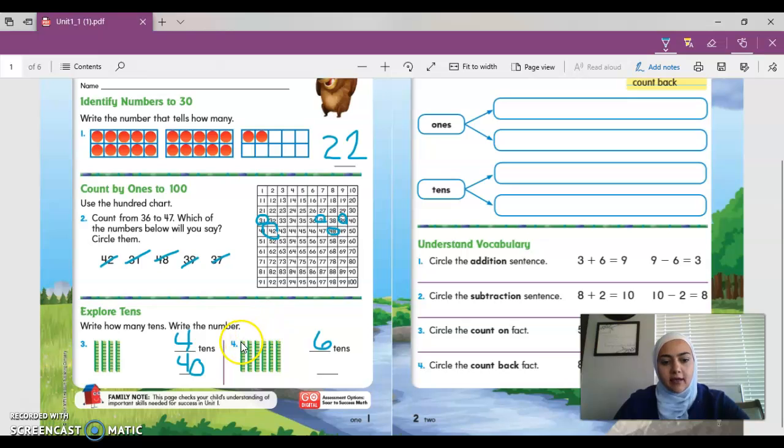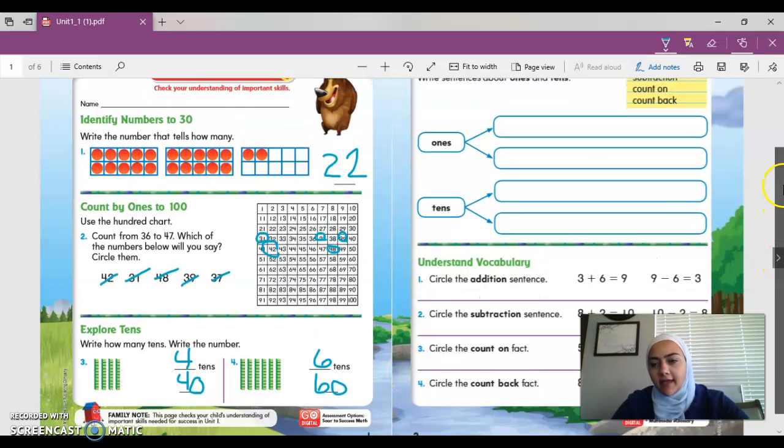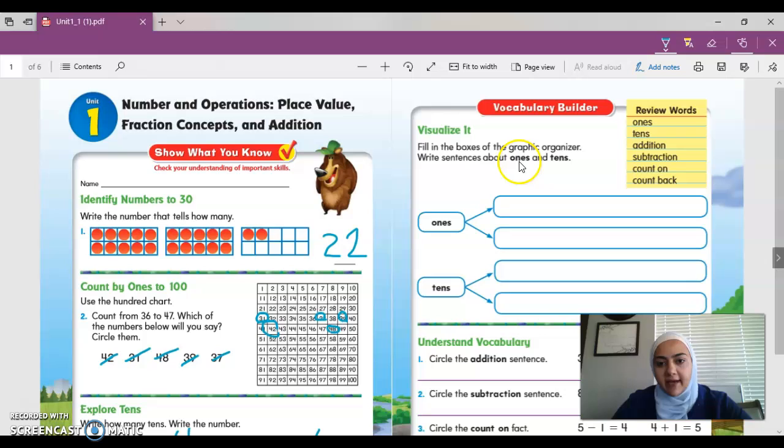Well, let's see. 10, 20, 30, 40, 50, 60. So 6 10s is the same as 60 ones. Okay, that looks like a B, but that's the best it's going to get right now. All right. Anyway, let's go to the back.